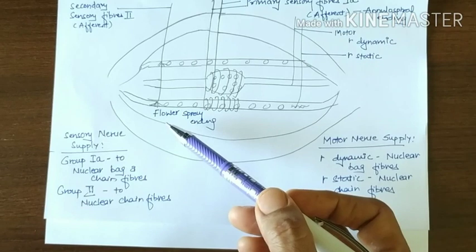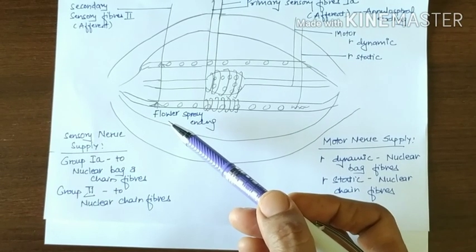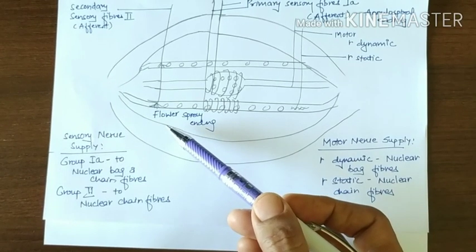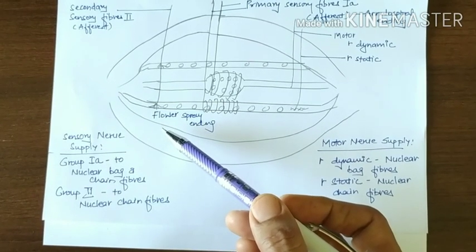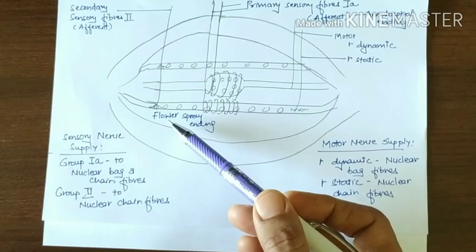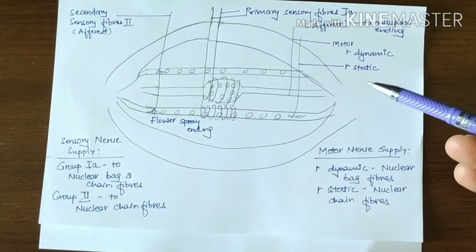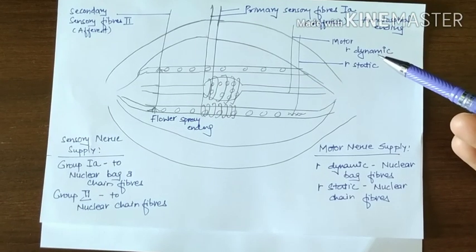These nerve endings respond mainly to sustained stretch and therefore they measure the muscle length. And they are responsible for static response. Now we discuss the motor supply.